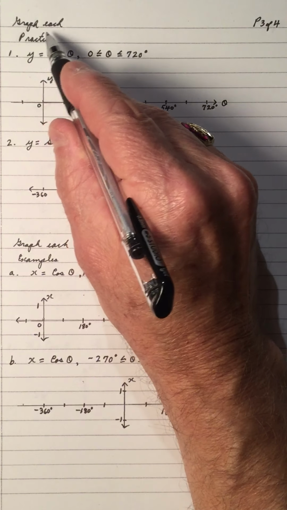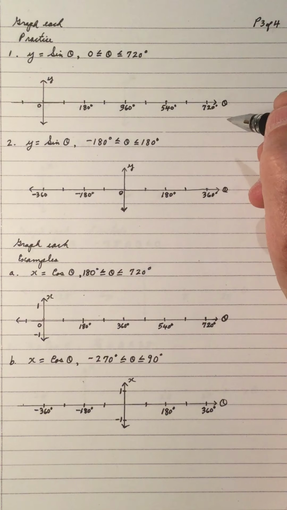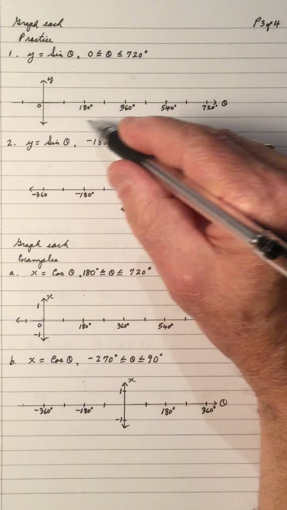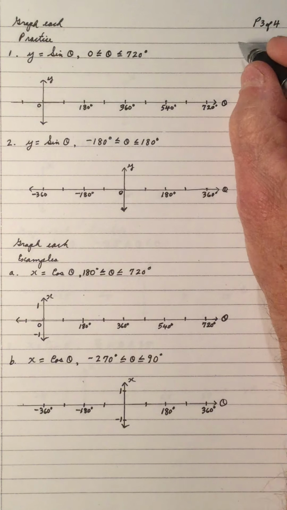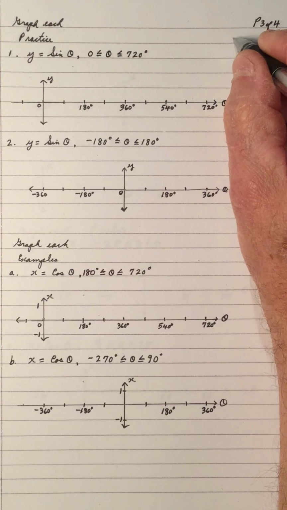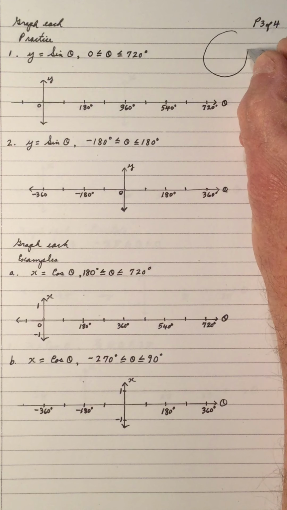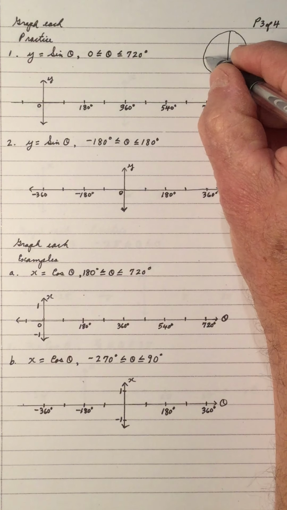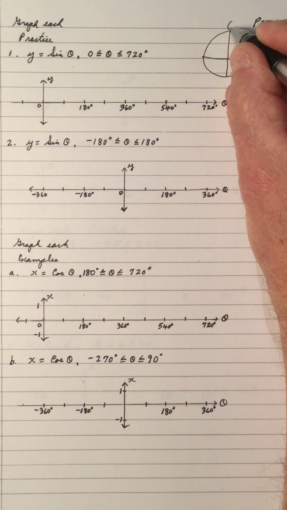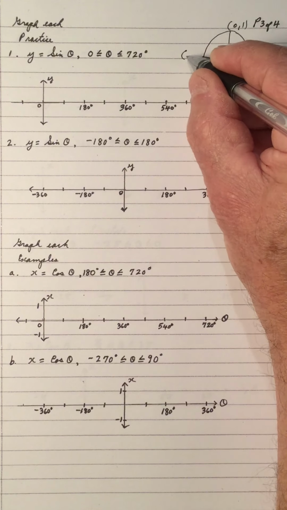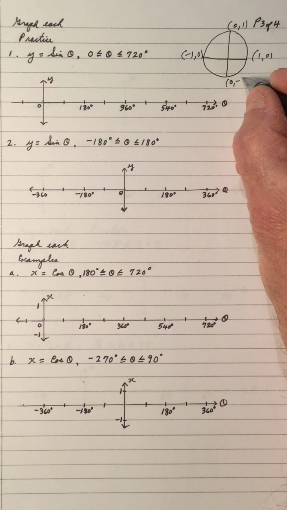And practice again, graph each. Practice means pause the video and graph these. So that means stop, pause the video, draw your graph like I have it, and see if you can graph it correctly. And when you have that done, press play to see if you're right. So again, I always draw the circle. Here it comes. So it's 1, 0, 0, 1, negative 1, 0, and 0, negative 1.